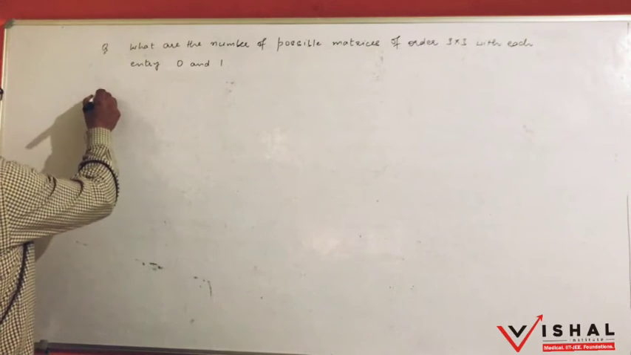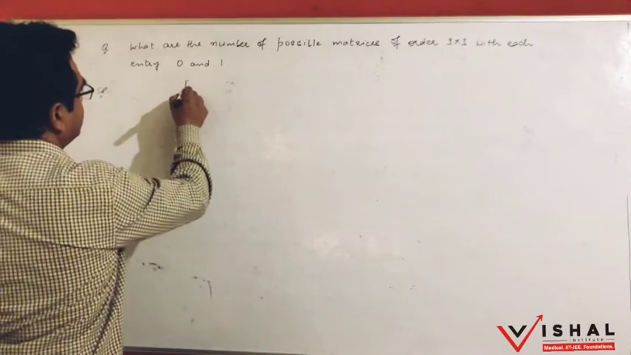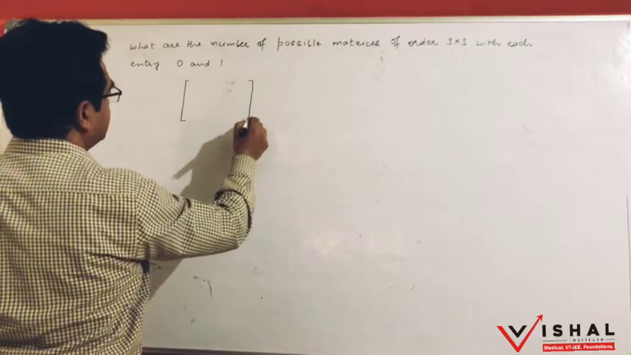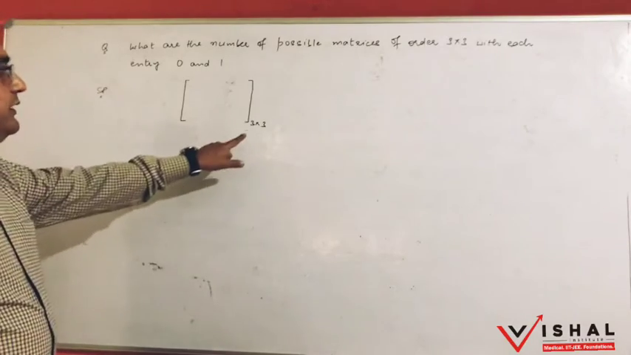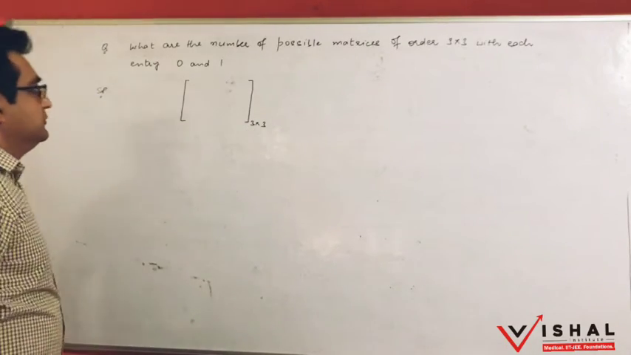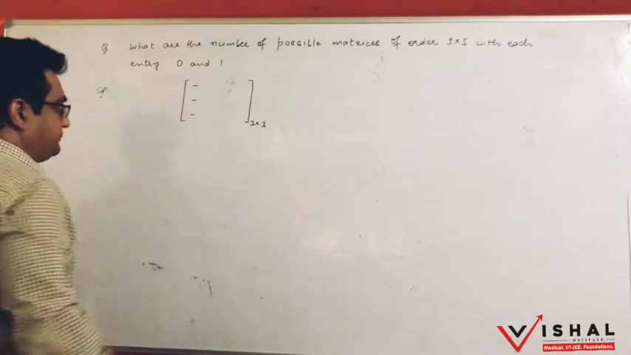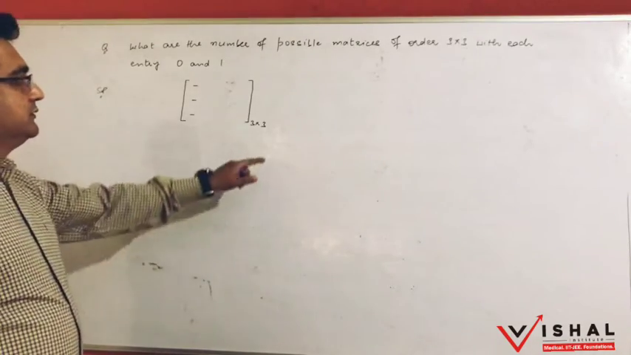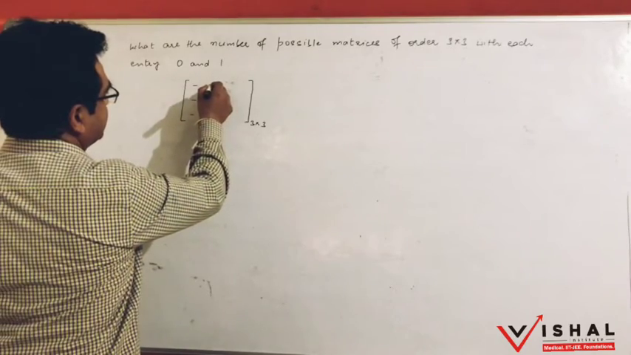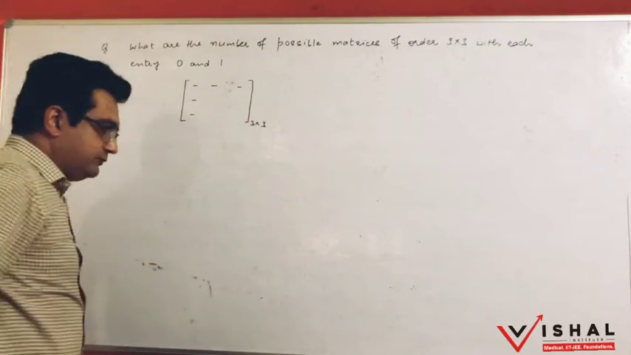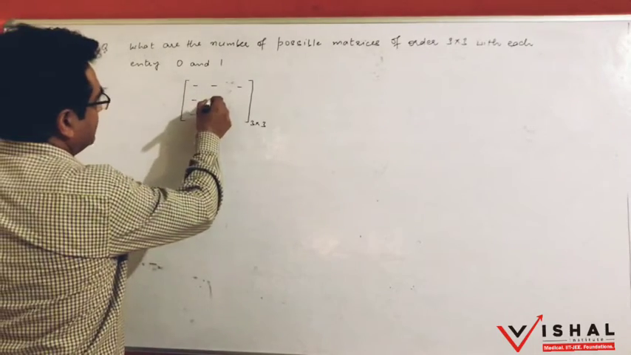So in order to solve this question, first let us make a 3 cross 3 matrix. So this is a 3 cross 3 matrix. That means in a 3 cross 3 matrix we need 3 rows. So this is the first row, this is the second row, and this is the third row. And we need 3 columns. So this one is the first column, this one is the second column, and this one is the third column. So we have 3 rows and 3 columns.